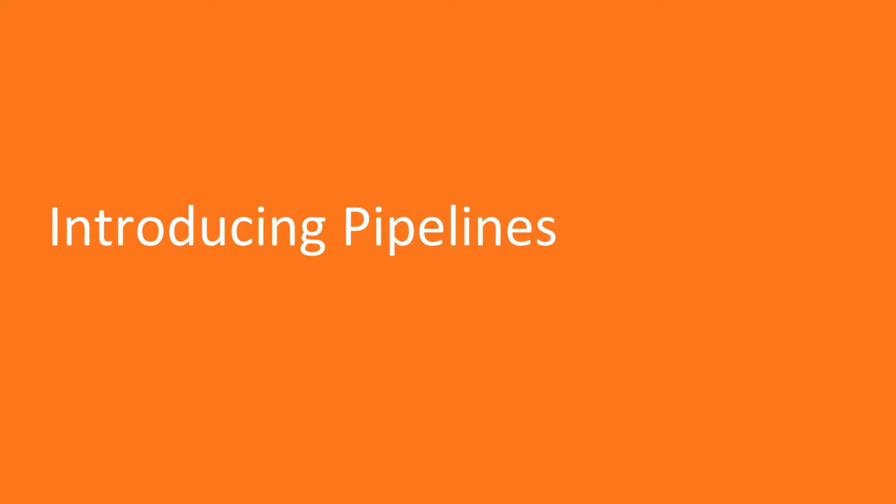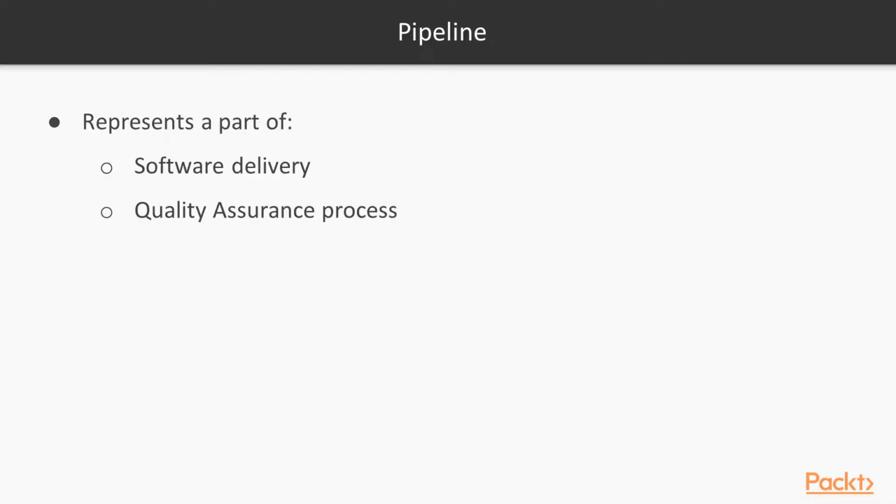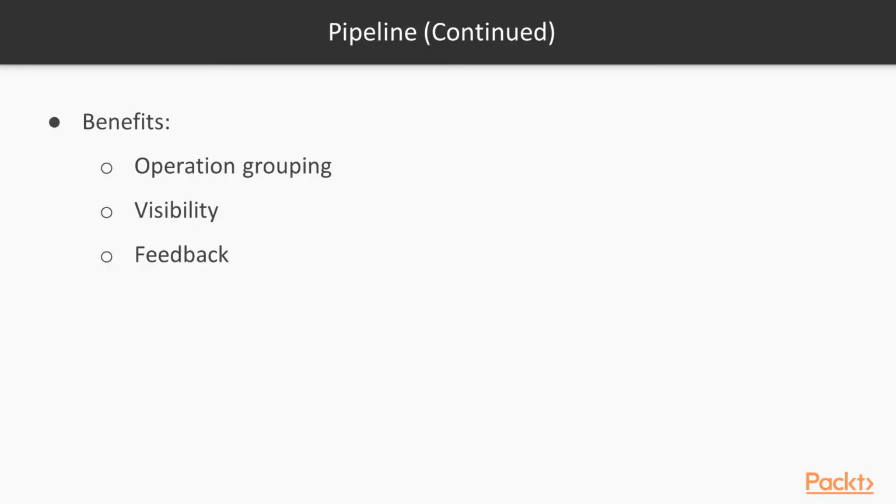Now, we move on to the first video of this section, Introducing Pipelines. In this video, we're going to explain the idea of pipelining and introduce you to the Jenkins pipeline syntax. A pipeline is a sequence of automated operations that usually represents a part of software delivery and the quality assurance process. It can be simply seen as a chain of scripts providing some additional benefits, such as operation grouping.